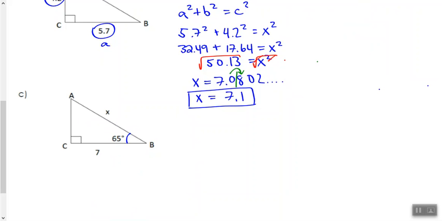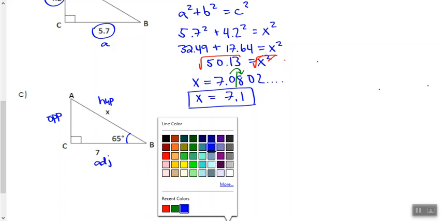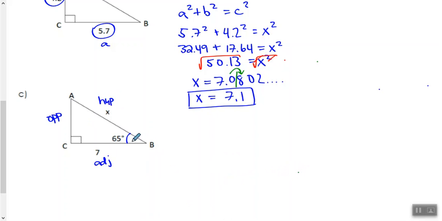Lastly, oh, I do have an angle. So let's label according to our angle. Here's our angle, 65 degrees. This is opposite our angle. Here is adjacent, and here is our hypotenuse. So once I have it labeled, let's circle 3, 2 things I know and 1 that I don't. I know an angle, I know its adjacent side, and I'm trying to find the hypotenuse.